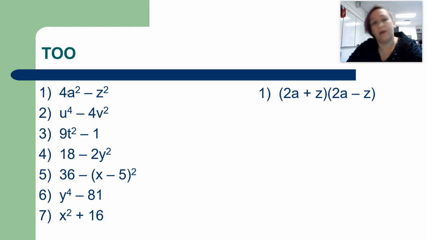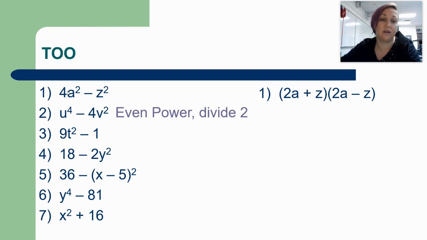On the next one, we don't have squares, but you know what, as long as the exponent is an even number, you can take the square root. All you have to do is divide it by 2. So anytime you see an exponent with an even power, just take it and divide by 2, and that's how you take the square root.